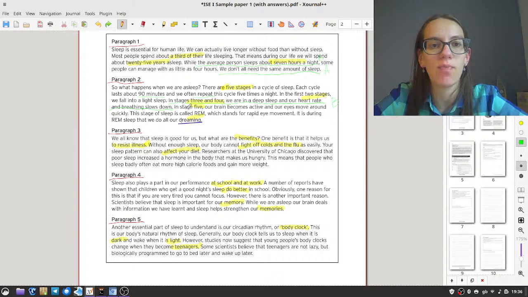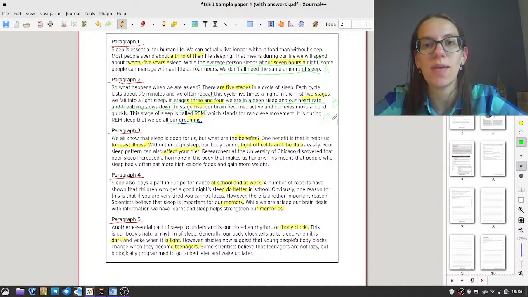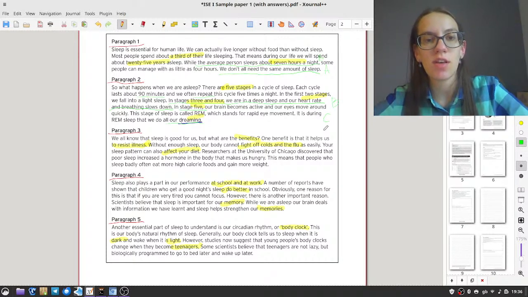Stage 5. What do we know about stage 5? In stage 5, our brain becomes active and our eyes move around quickly. This stage of sleep is called REM, which stands for rapid eye movement. It is during REM sleep that we do all our dreaming. So actually, yes, this is the information about C. Actually, it is true.